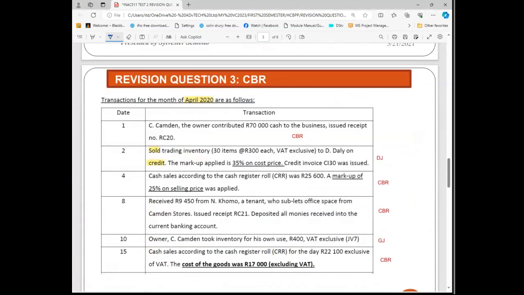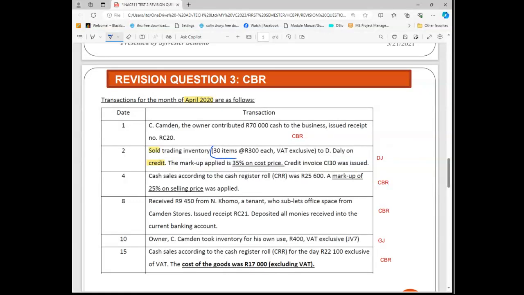We have got DJ here, né? Yes. Number 2. We're going to record number 2, where we sold trading inventory, 30 items each, excluding VAT to Dali on credit, with the markup. So I want us to analyze before we go and record. Firstly, we don't know the total, but we can easily calculate it here.